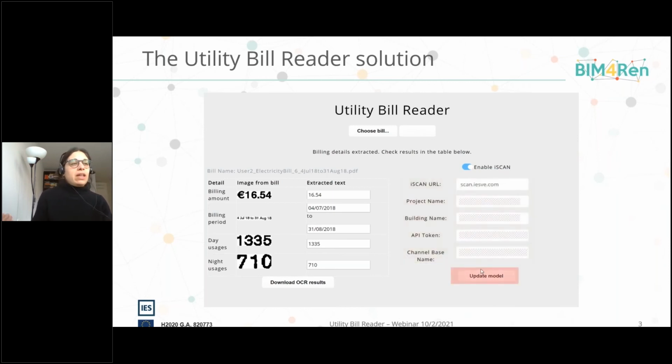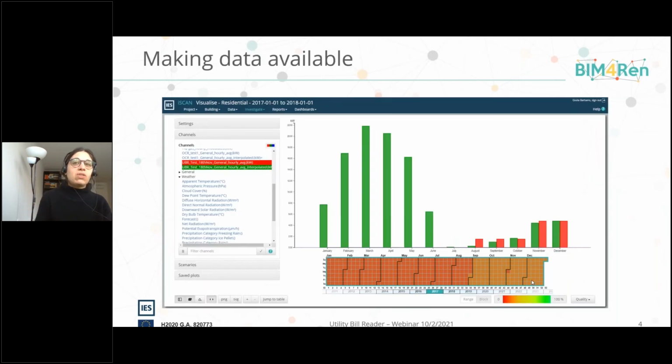And then the data is sent to iScan, and I will just show you quickly here what this looks like. This is the iScan UI. And you see here the data in red, these bars in red are the utility bill reader data. And you will notice these are now shown monthly, while, as you know, the periods of utility bills is usually a couple of months or even more.